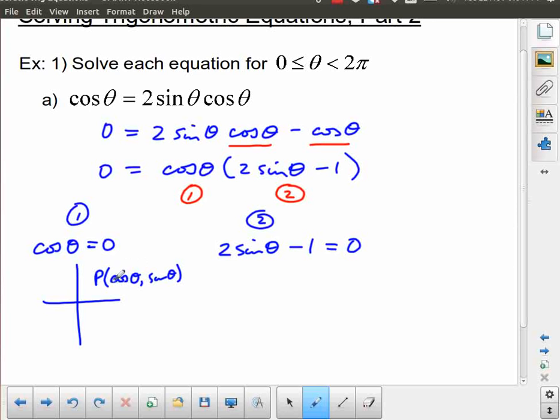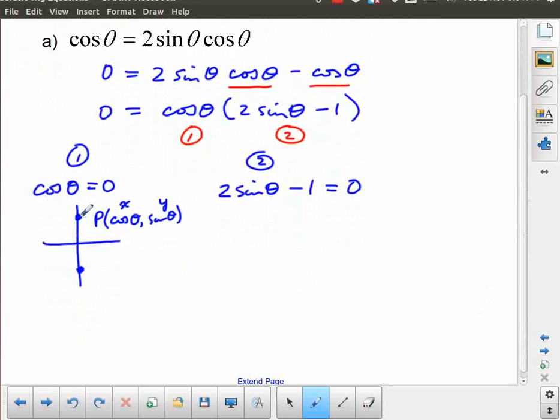So for what angles do I have an x-coordinate equal to 0? So where's the x-coordinate equal to 0? On the unit circle, it's going to be this point, and it's going to be this point. And this first point, the one here at the top, represents an angle of pi by 2. And this one at the bottom represents an angle of 3 pi by 2. So those are my two options.